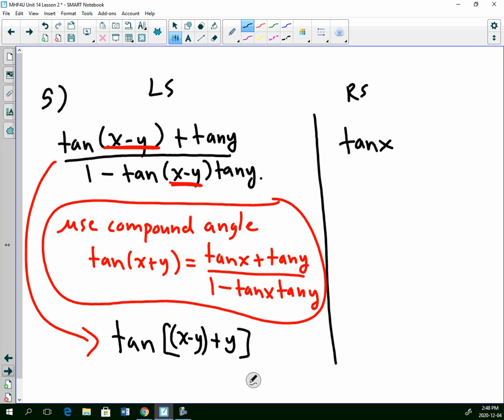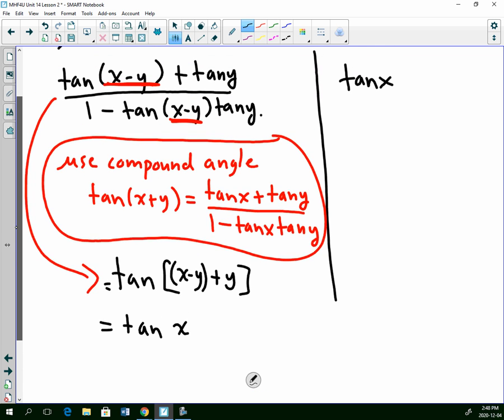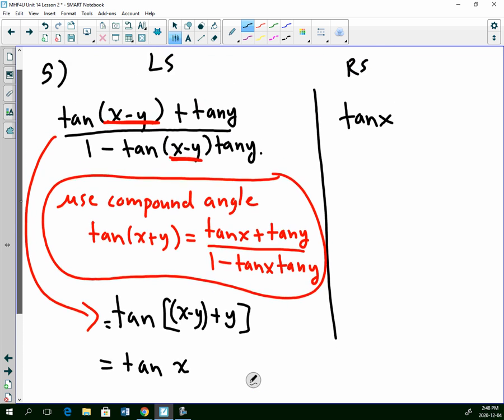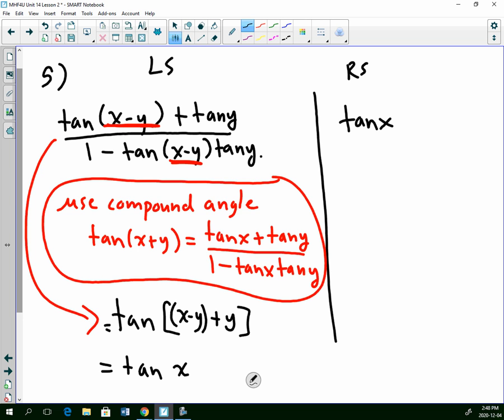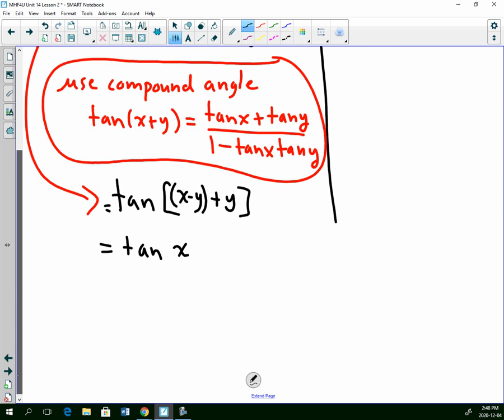So I'm showing that step that I'm using the compound angle formula. And then if I just collect like terms, x minus y plus y is x. So that's a quick way to do that one. You could do it the long way. You could change tan to sine over cosine and all that, but that would be a pretty long question. So that's just a hint on doing that a quick way.